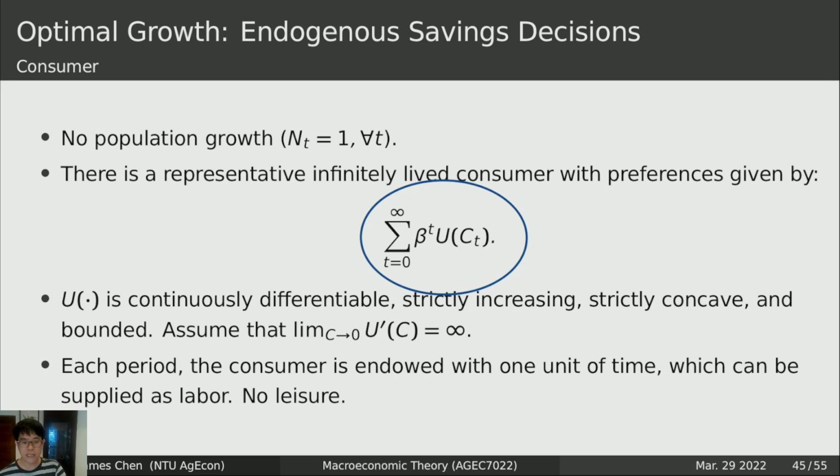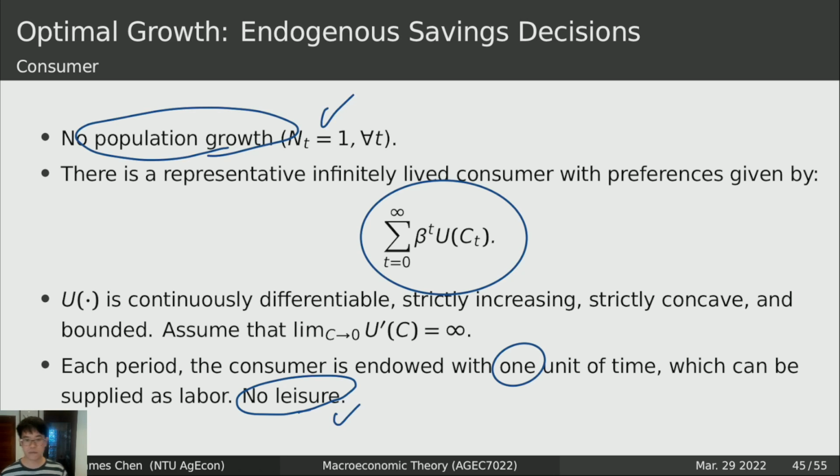In each period, the consumer is endowed with 1 unit of time, and we simply assume this has to be supplied as labor. There's no leisure. Notice that no leisure and no population growth are very strong assumptions. These very strong assumptions are made because, again, we want to focus on other aspects of the model.